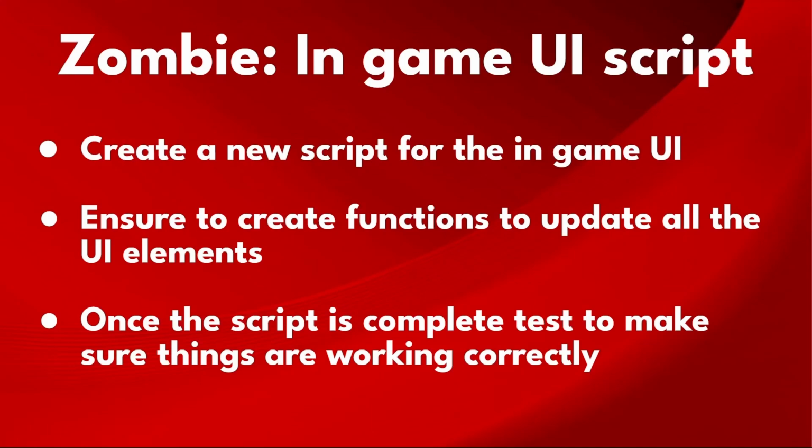In this section, we're going to create our in-game UI script. We're going to start off and create a new script and attach it to our main node for our in-game UI. We're then going to create some functions to update all the UI elements. After that, once the script is complete, we'll test it out and make sure everything's working as expected. Now let's go ahead and jump right in.